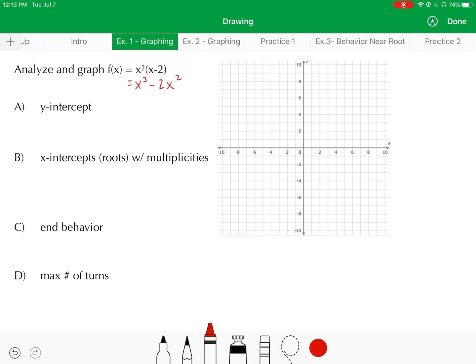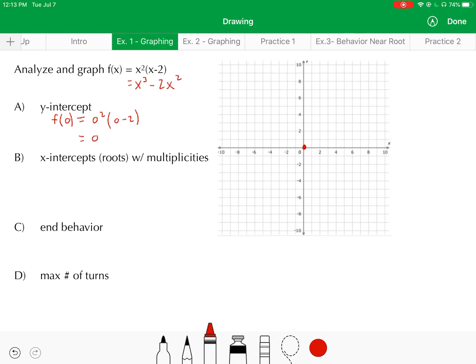So first, let's identify the y-intercept for this function. I know y-intercept is when x is 0, so f of 0 would be 0 squared times 0 minus 2, which results in 0. So we'll put a point right here.